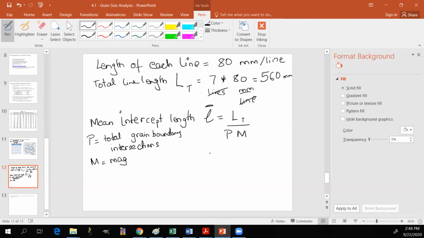So now we know everything. So L_T is equal to 560 millimeters. The number of grain boundary intersections was, how much was it? It was 51.